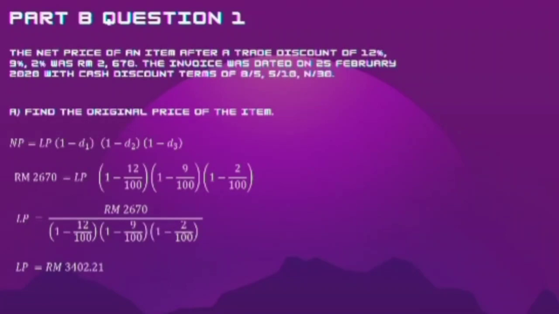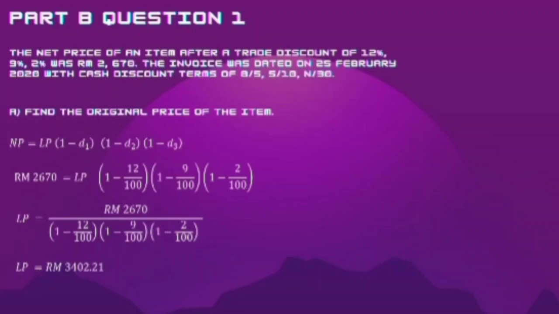So the question is, the net price of an item after trade discounts of 12%, 9% and 2% was RM2,670. The invoice was dated 25 February 2020 with cash discount terms of 8/5, 5/10 and N/30. So the first question is, find the original price of the item.